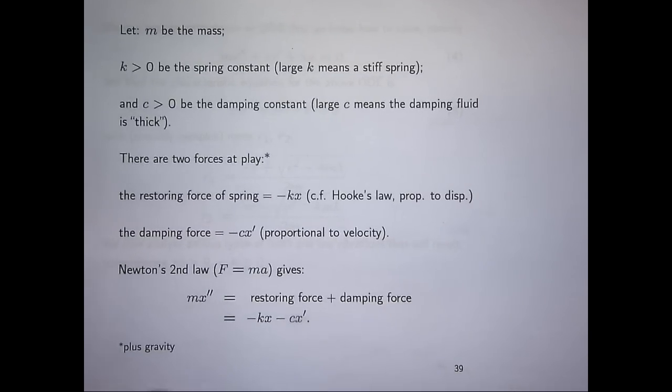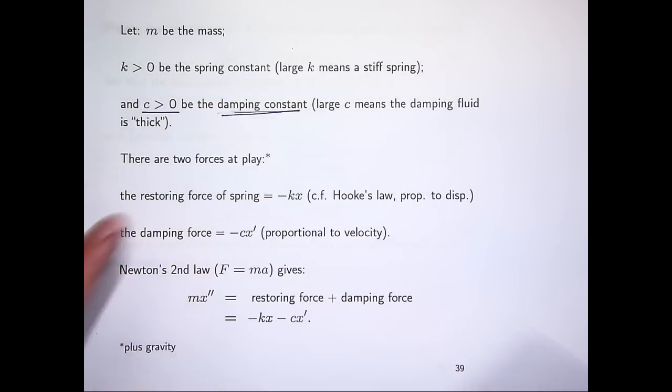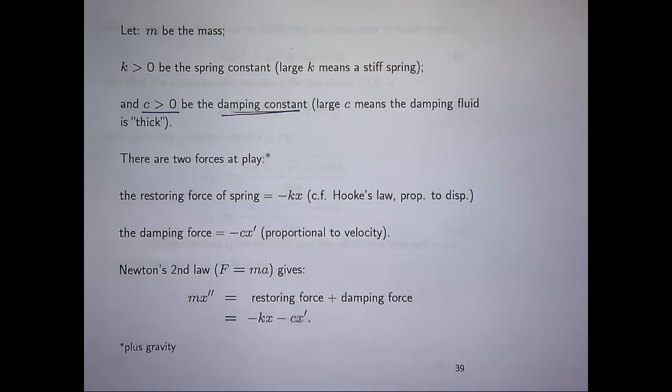So what we're going to do now is try to set up and justify a more accurate model for these vibrating systems with damping. Okay, so m is the mass, k is the spring constant, where a large k means a stiff spring, and we introduce something called a damping constant, C. Now, a large value of C would mean that, say, the fluid involved, the oil, is very thick.